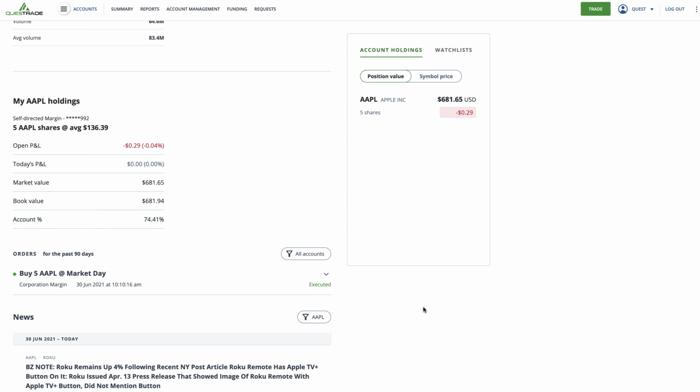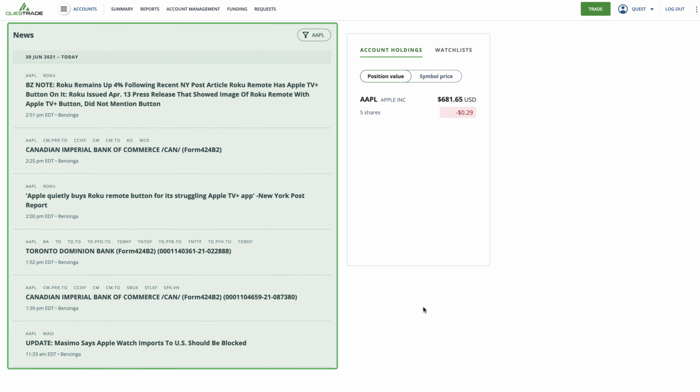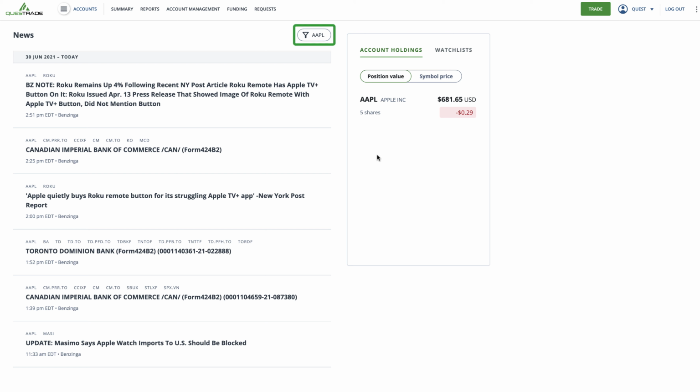in your account. Below that, you'll see a detailed list of any market or limit orders you've placed in the last 90 days. Lastly, you'll find the News section. Using the filter on the top right side, you can adjust this to show recent articles that mention securities you have a position in, or the specific symbol you are currently viewing. You can also click All News to see the most recent investment articles from various reputable sources.